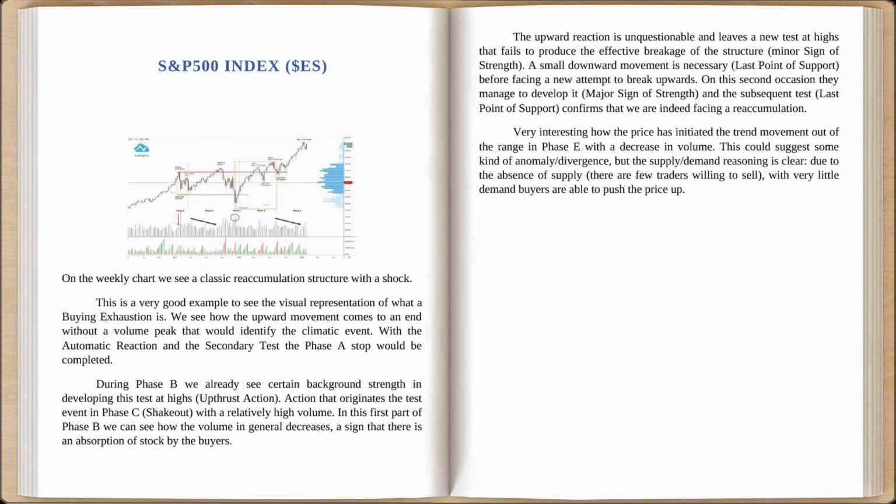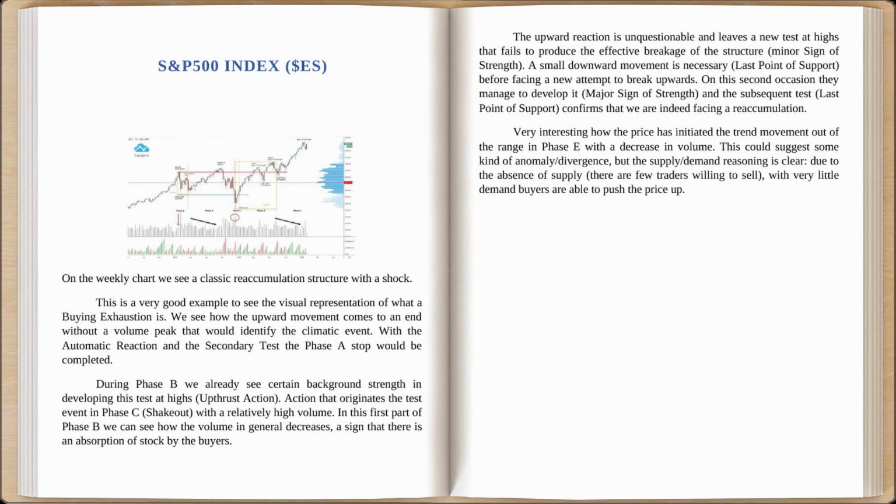This is a very good example to see the visual representation of what a buying exhaustion is. We see how the upward movement comes to an end without a volume peak that would identify the climatic event. With the automatic reaction and the secondary test, the phase A stop would be completed. During phase B, we already see certain background strength in developing this test at highs, upthrust action. Action that originates the test event in phase C, shakeout, with a relatively high volume.